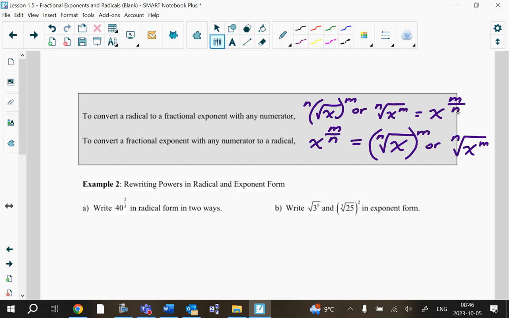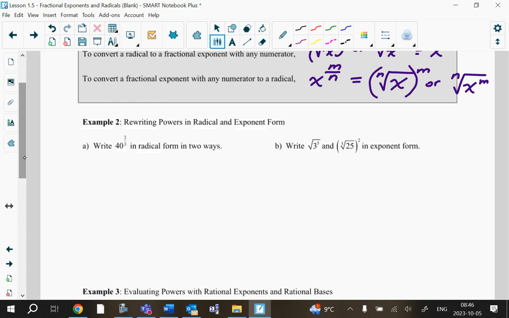So let's play with this a little bit. I don't want you to evaluate these. You'd need a calculator to do it anyway. All I want you to do is that first one. How would you write it using a radical, in two different ways, using what we just did above? What would you write?